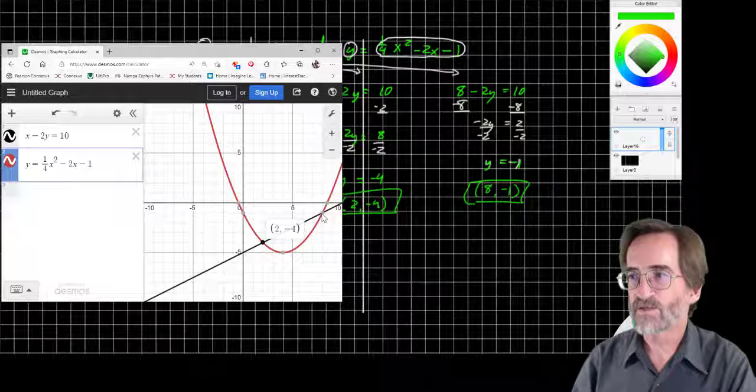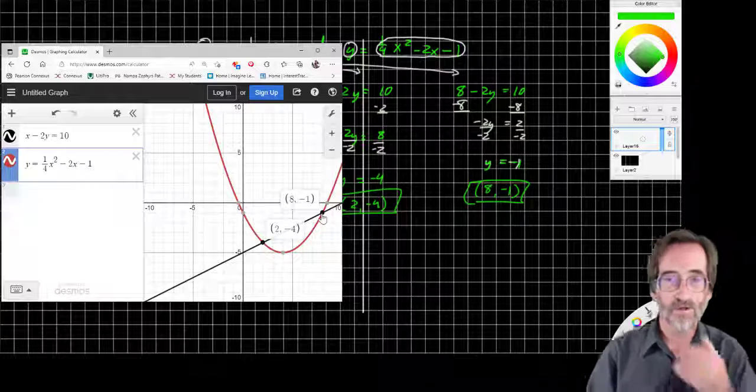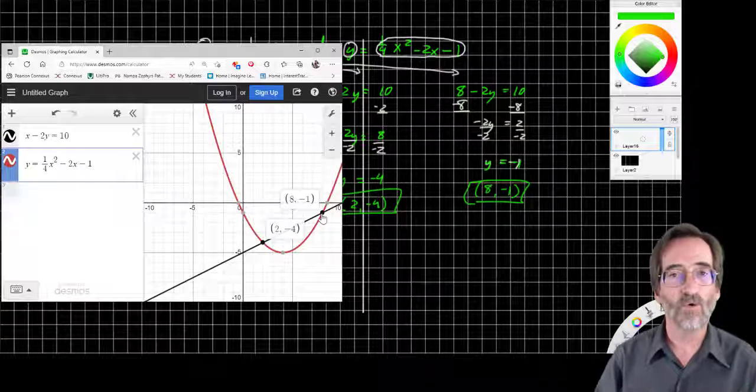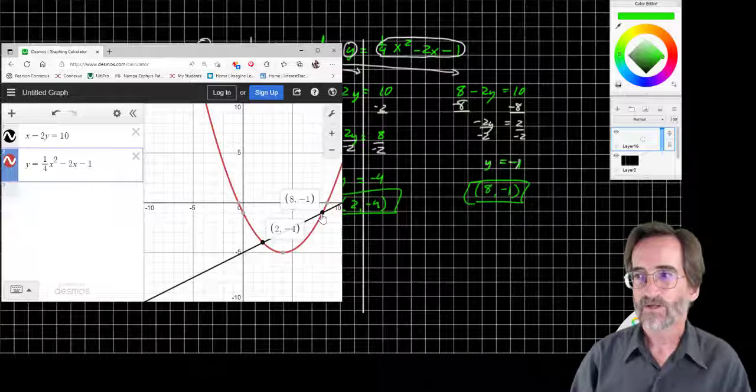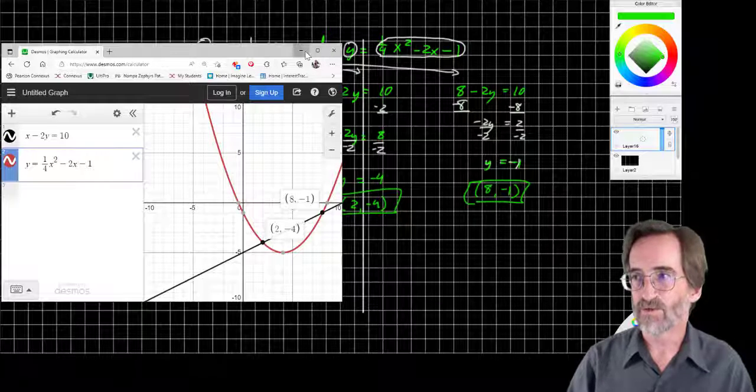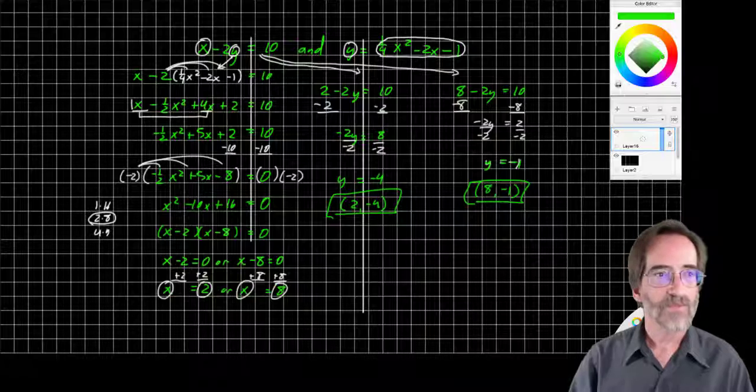So when you solve a system of a quadratic and a linear equation, you often get 2 points with an x and a y pair for each one. So there's 4 numbers in your solution. All right, hopefully that helps.